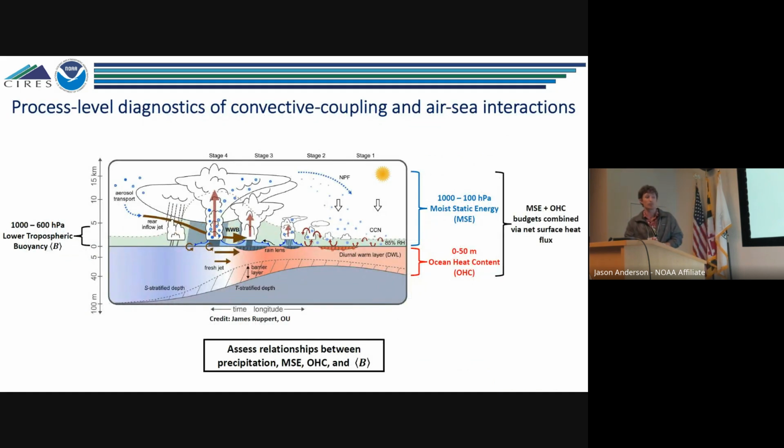So the goal of our work is to use process-level diagnostics of convective coupling and air-sea interactions to better understand what's driving this rapid development of forecast errors and biases. Specifically, we're going to be assessing the relationship between 4 variables: precipitation, moist static energy, which is basically a measure of column water vapor, upper ocean heat content, and then a measure of convective instability known as lower tropospheric buoyancy. I'll just refer to that as buoyancy for short. And today, for the sake of time, I'm just going to focus on the convective coupling part of this work, and we're going to talk about the relationship between precipitation and buoyancy.